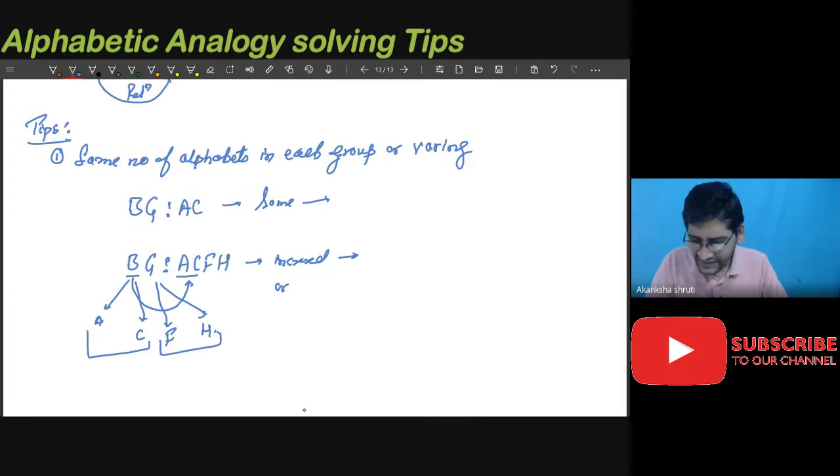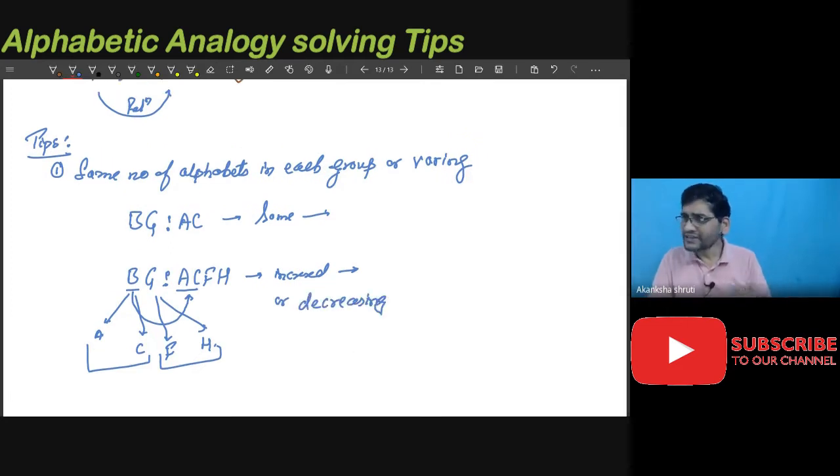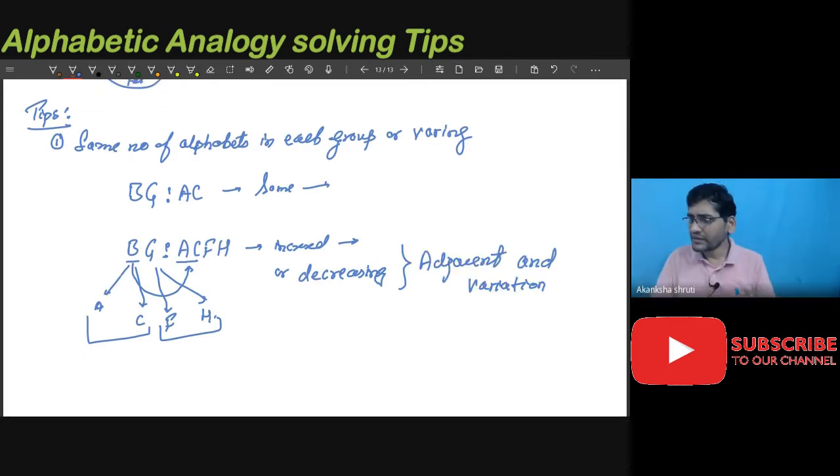If it is increasing or decreasing, then you have to think about the adjacent relation and variation. If it is increasing, one has to be related with two characters, or if it is decreasing, two have to be related with one character. Some kind of thing we have to do.